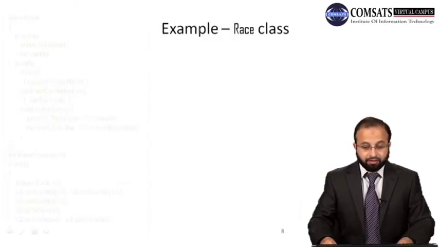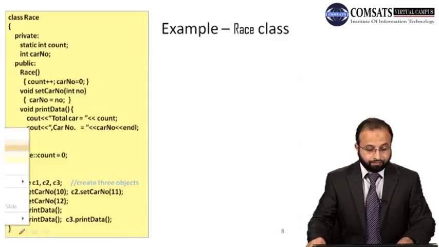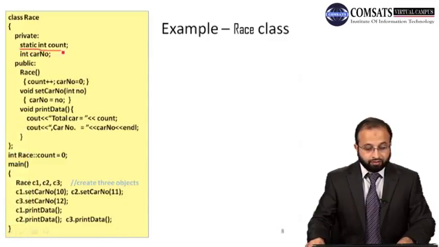Let's see the example. So this is a race class. We have a static data member whose type is integer and the name is count, and this is the normal data member, car number. And then we have a constructor, a member function, and another member function.